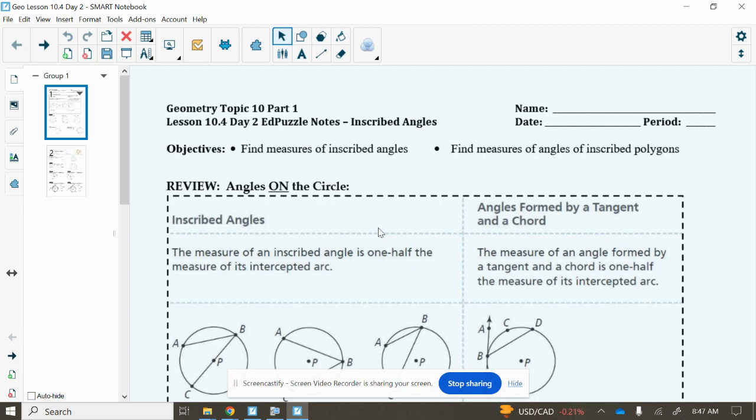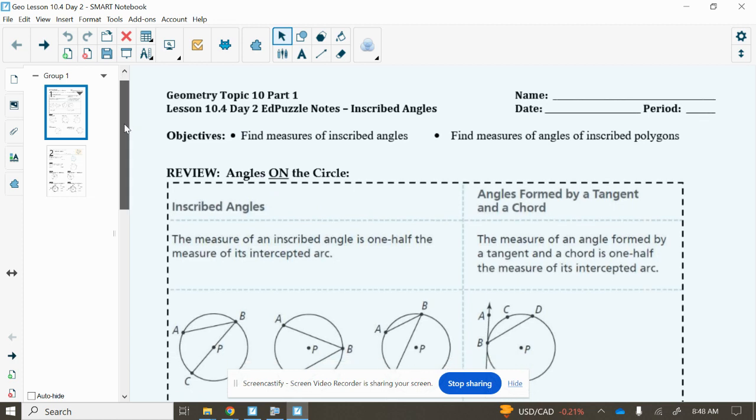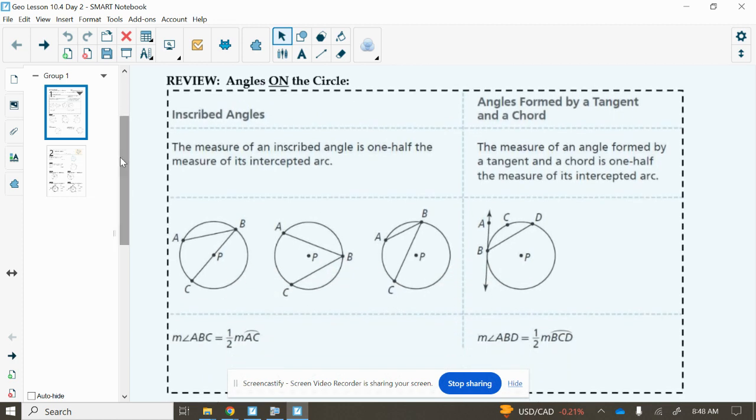We are back for the second part of 10.4. Today we are going to be talking more about our inscribed angles and our angles on the circle. So a reminder, our angles on the circle are the angles like inscribed angles who are made up of a vertex point that is on the circle and two chords.